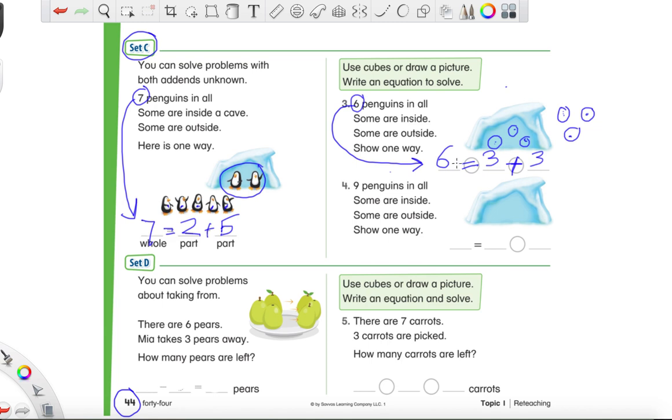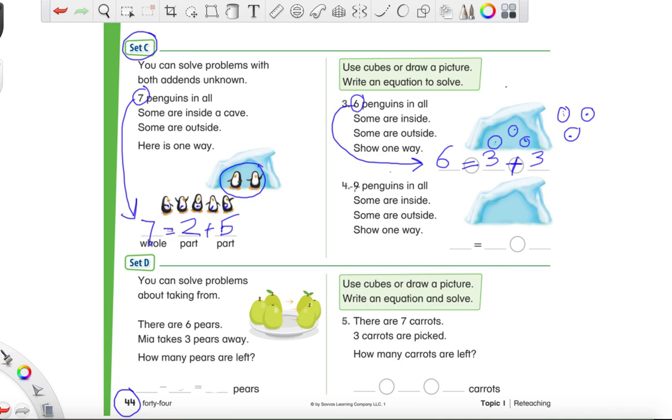So 6, one way we can make it is by adding 3 and 3 together. There are more than one way to make 6. We could do 1 on the inside and 5 on the outside, 2 on the inside and 4 on the outside. As long as we have a total of 6 circles, your answer will always be correct. So don't overthink these. Okay, I'm going to read number 4, and then I'm going to give you guys some time to try it on your own.